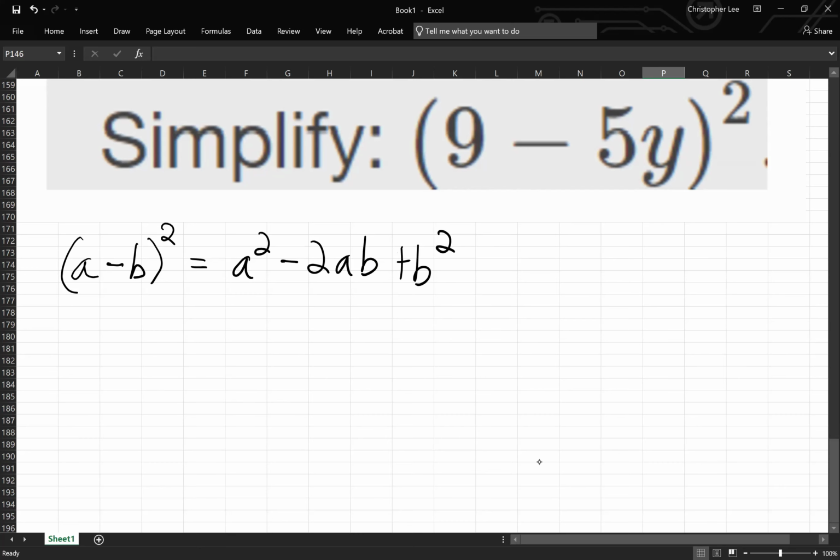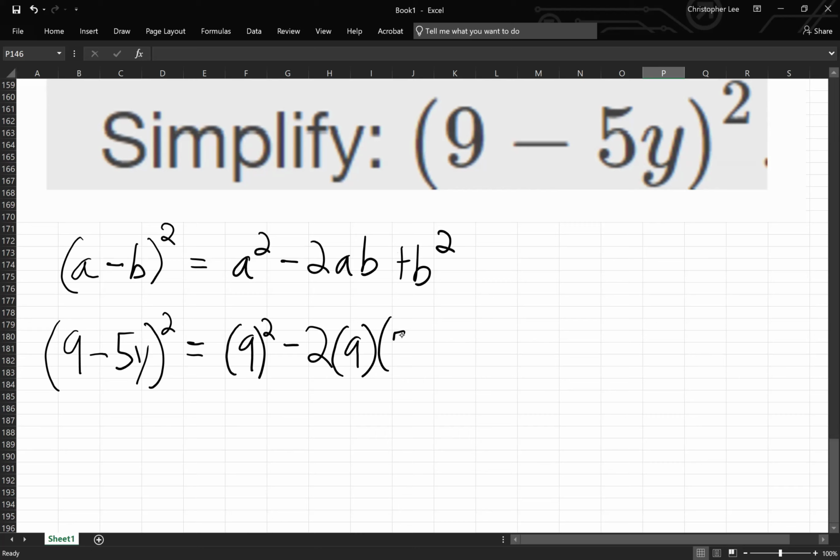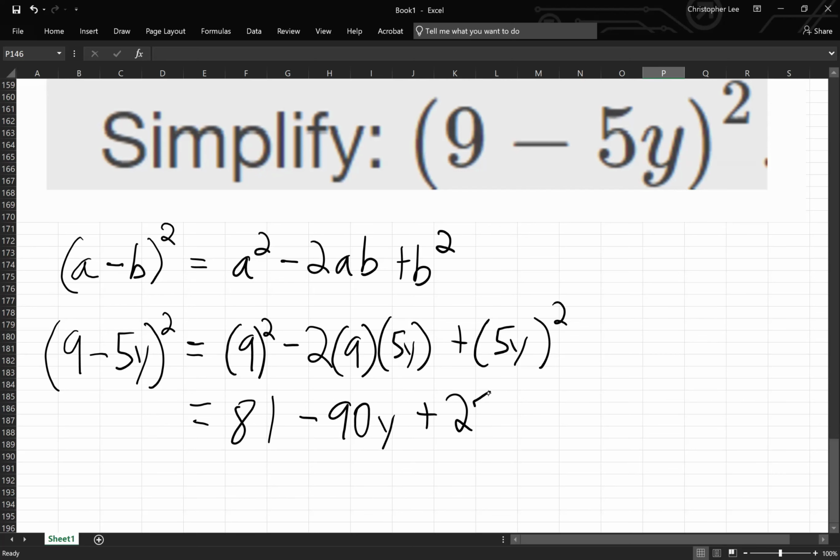You guys can just directly use that same shortcut. This would be what? 9 minus 5y squared equals what? 9 squared minus 2 times 9 times 5y plus 5y squared. Let me just do the math on it. 81 minus, oh shoot. What's 45 times 2 again? Like 90, something like that? Yeah, so 90y plus 25y squared.